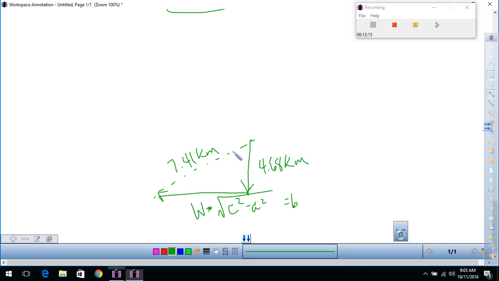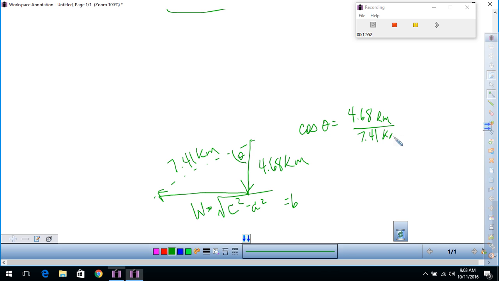Alright, what angle does this total displacement vector make with due south? So here's my angle, theta. I need to find that angle. So I should be able to say the cosine of theta is equal to the side adjacent over the hypotenuse.